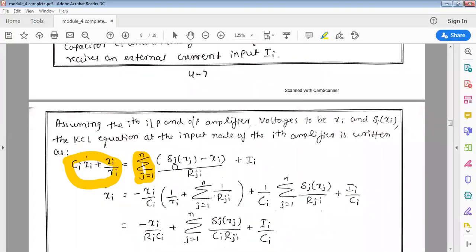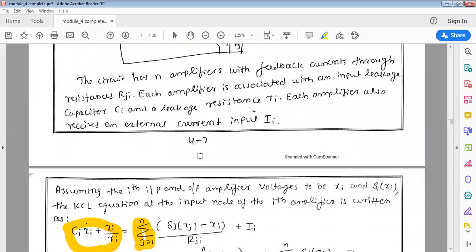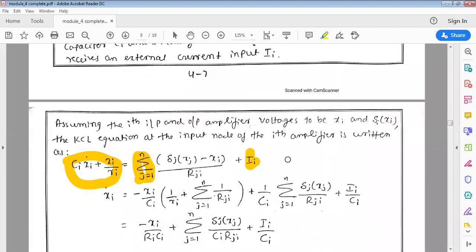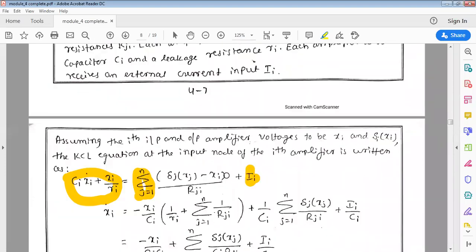And what is the output current? One current is fed from the input side to the output side, which I'll take as Ii. This is the current which I wrote at the last part. What is the remaining current? The remaining current is the voltage at this point, sj of xj, minus xj, the voltage at the input, divided by Rji. Let us take a particular value of i, then it is directly dependent on Rji. Are you able to follow this equation? Or any doubt you have?